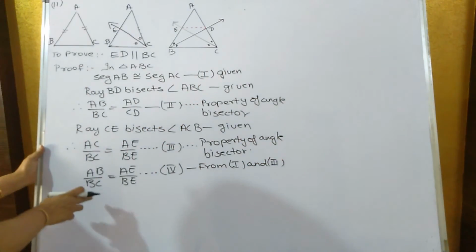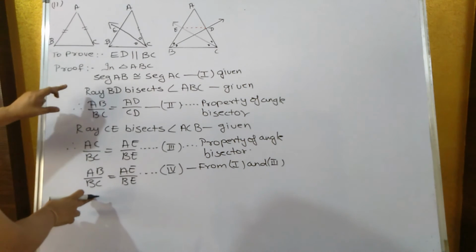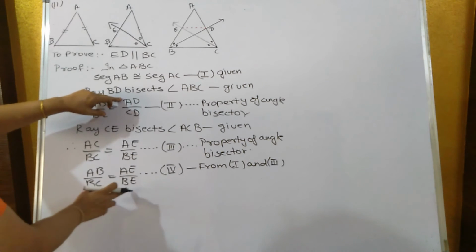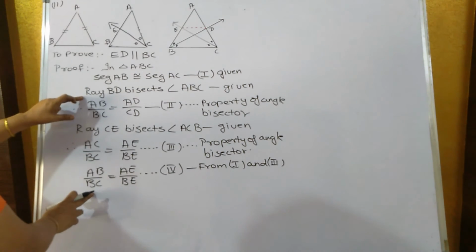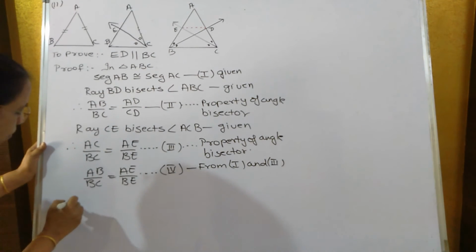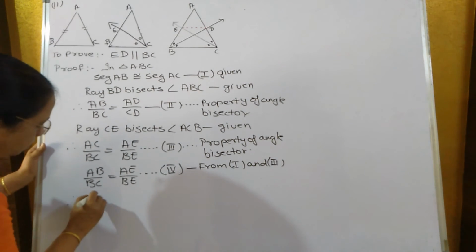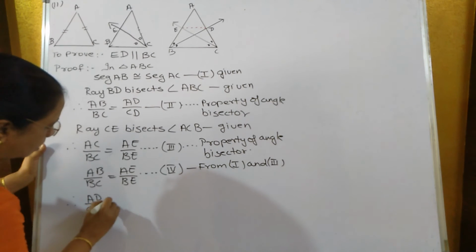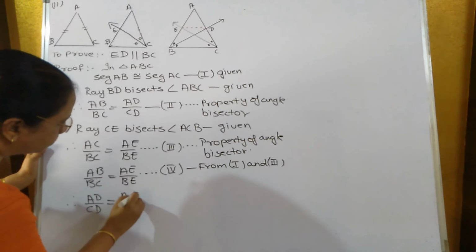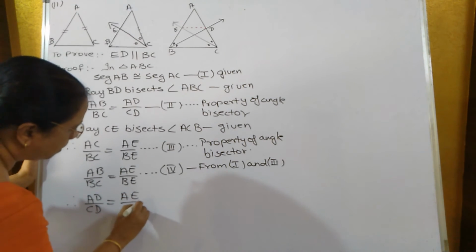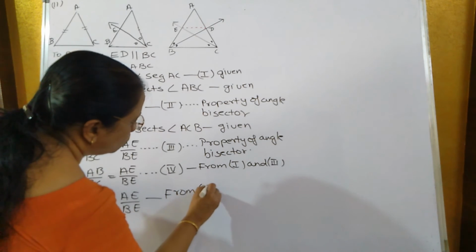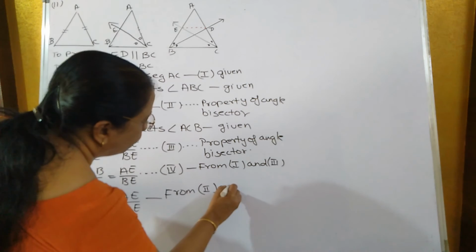Now if you compare the fourth and the second one, AB upon BC, AB upon BC, and this is AD upon CD, and this is AE upon BE. Since the left hand side is same, so right hand side also has to be same. Therefore AD upon CD is equal to AE upon BE, from 2 and 4.